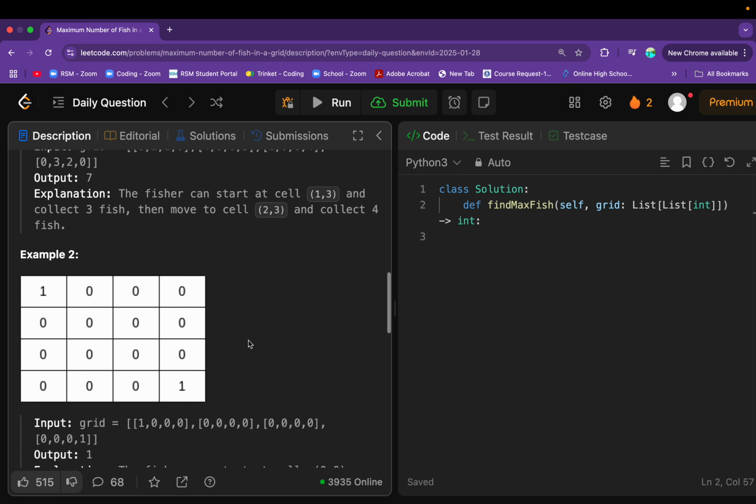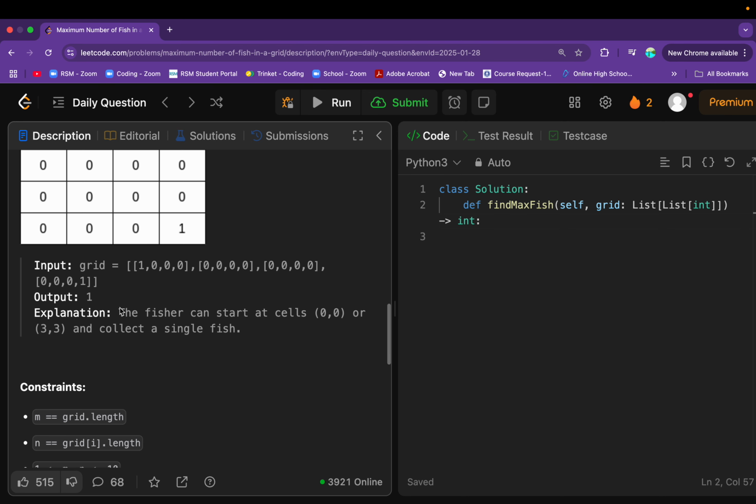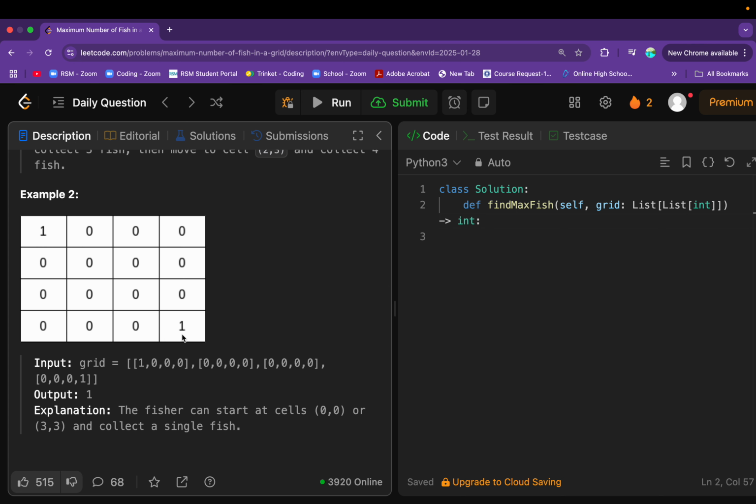So in example 2, we have a much more unique input. We only have 2 cells with fish. All the other ones are simply just land cells. And in this case, of course, our output is 1. Either we can start at the topmost cell or the bottom right cell. And either way, we can only get that singular fish at that specific cell. There isn't anything else we could do because they're not four directionally adjacent to each other. There's no way we can get to both of them because there are land cells in between them.